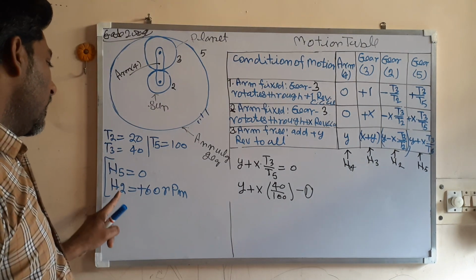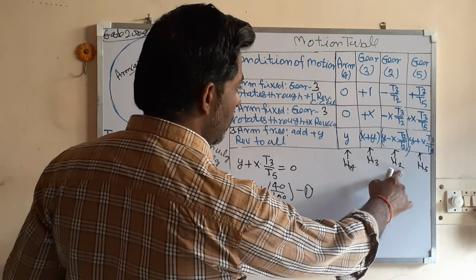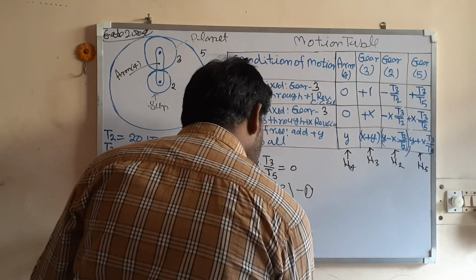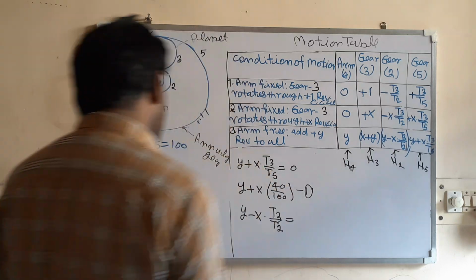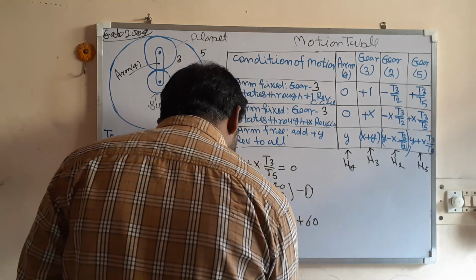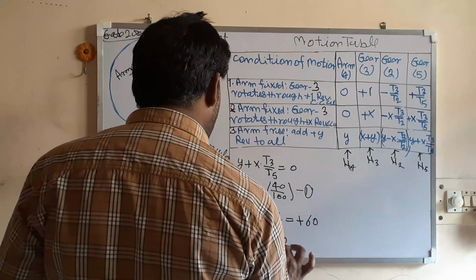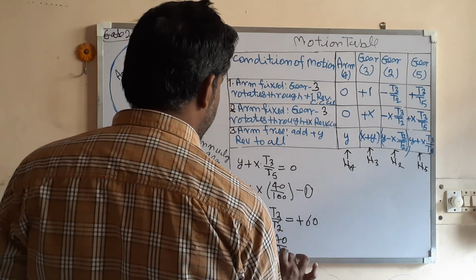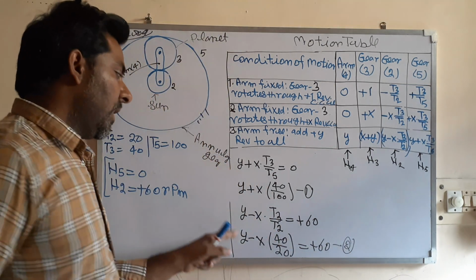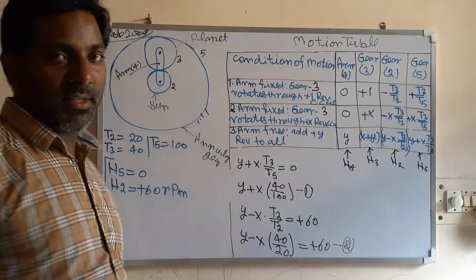Another condition of motion, N2 is equal to 60. So what is N2? Look at here. y minus x into T3 divided by T2 is equal to N2, and N2 is equal to plus 60. Let us put the number of teeth. T3 is 40 and the number of teeth on gear 2 is 20, so this is equal to plus 60. So I have two equations for x and y. Solving equations 1 and 2, you can get the values of x and y.